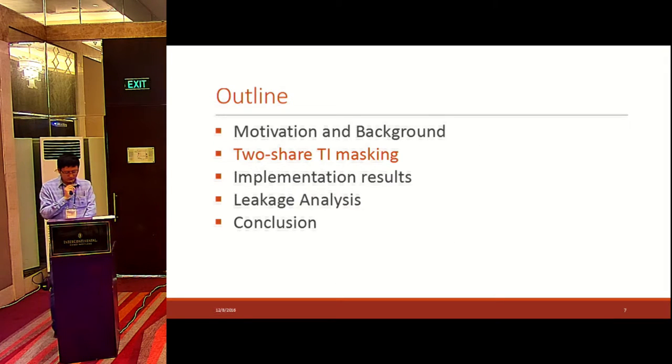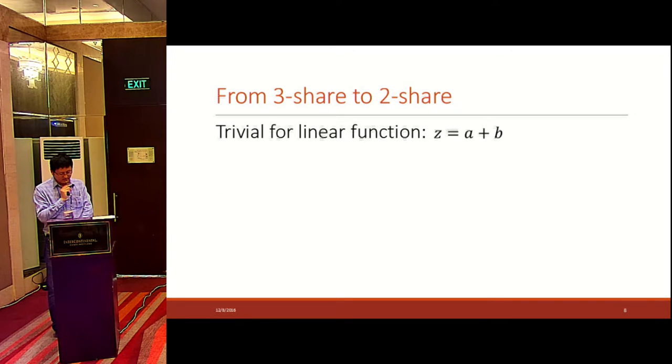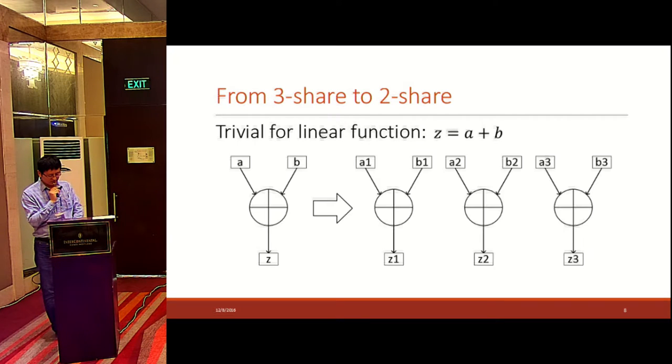Now I'll go to how we can use two shares to implement a TI. This is actually very easy and trivial for linear functions. For example, the XOR in a three-share TI is very straightforward. We just use three XORs, and we also split the variables into three shares, as long as the input shares are uniformly distributed and independent.